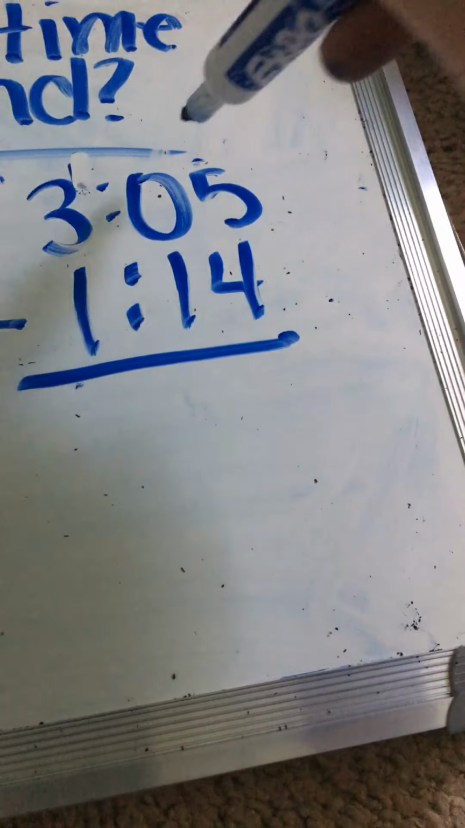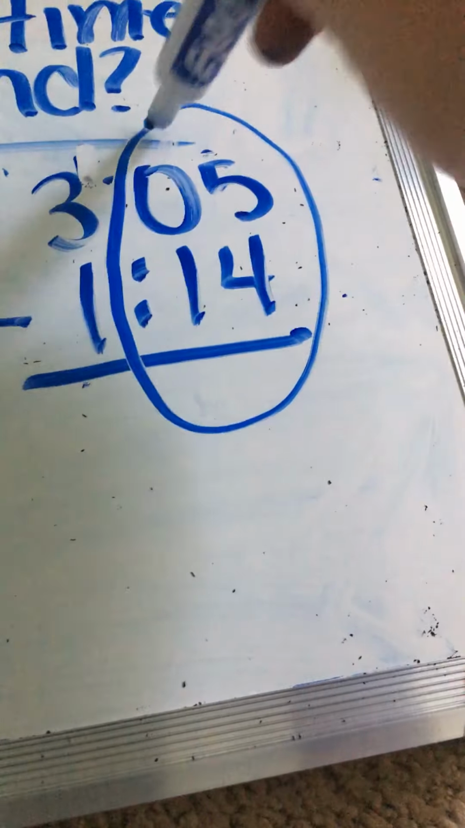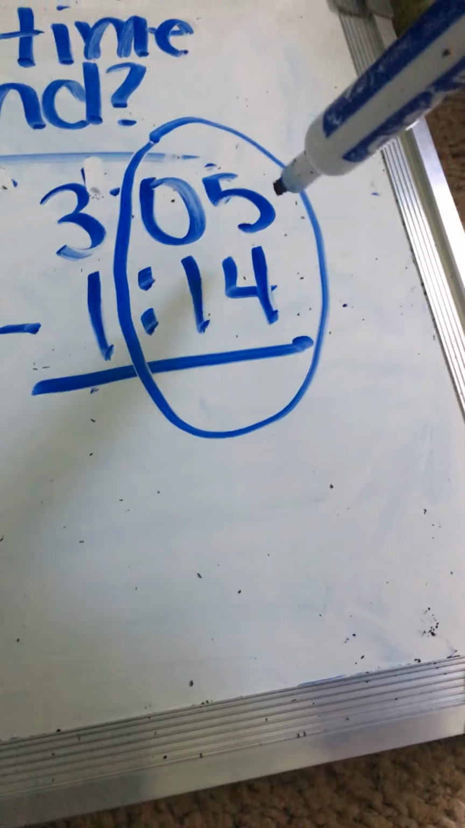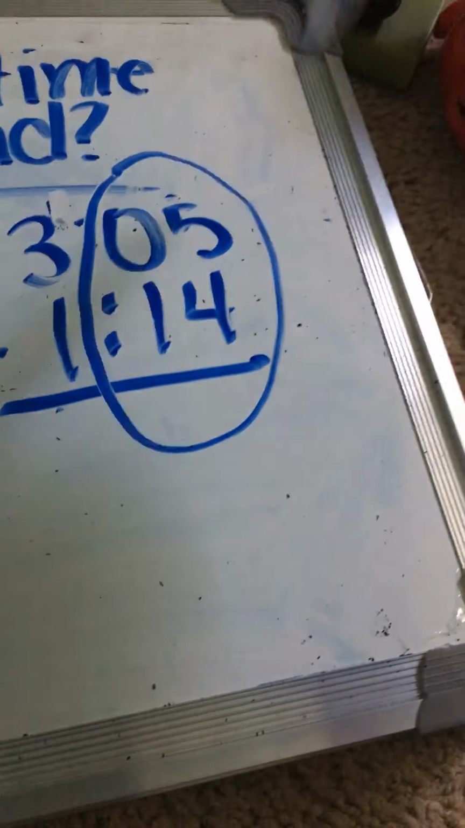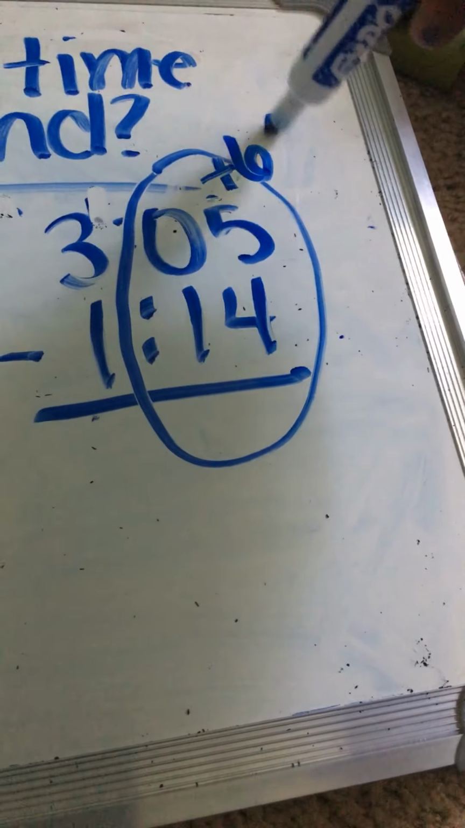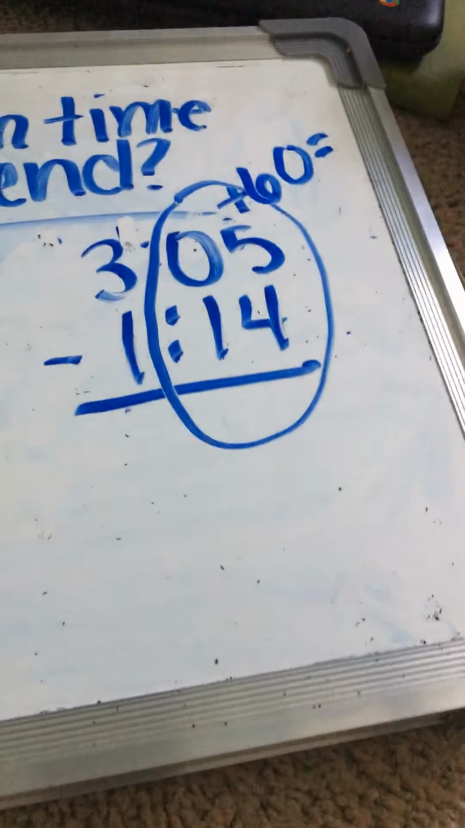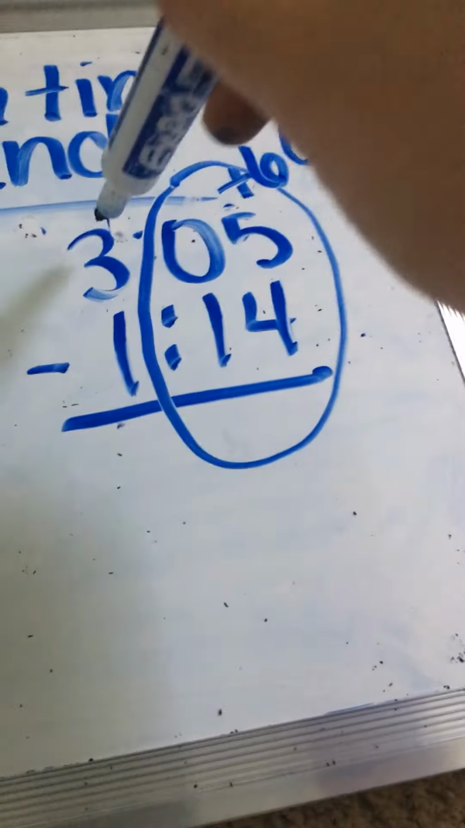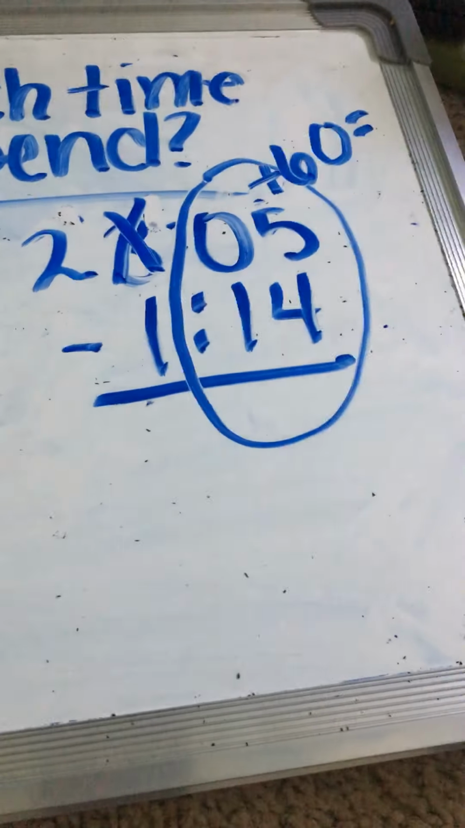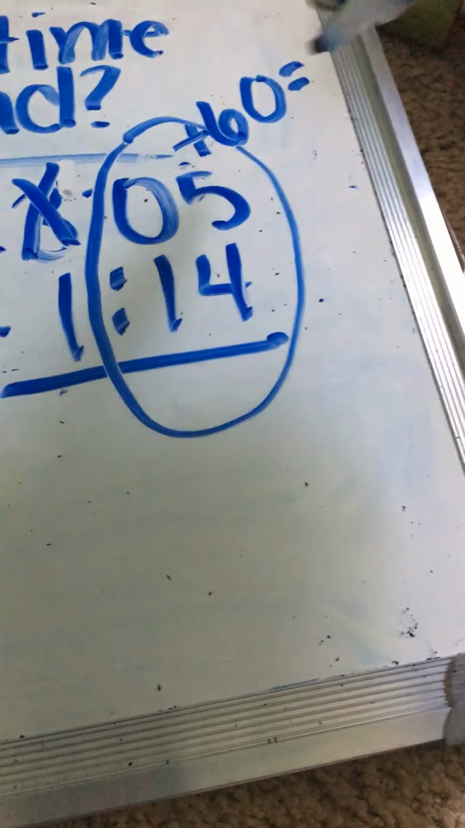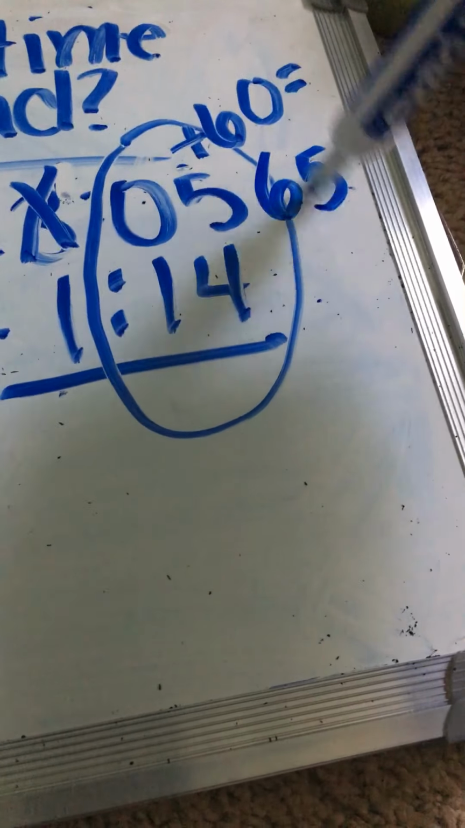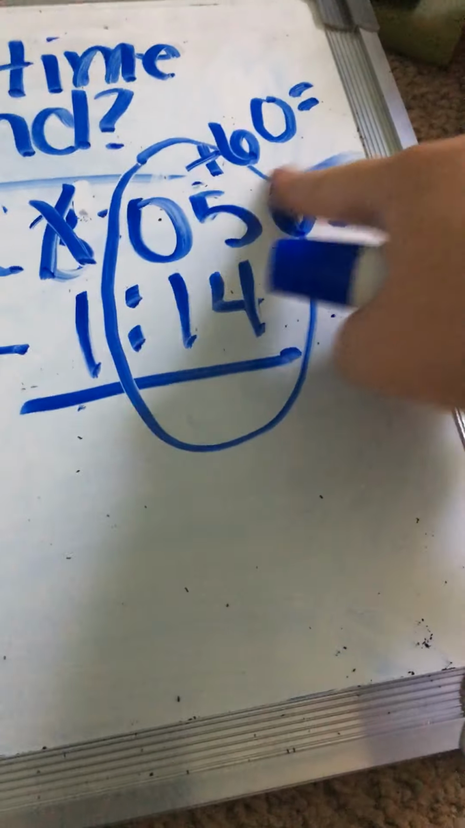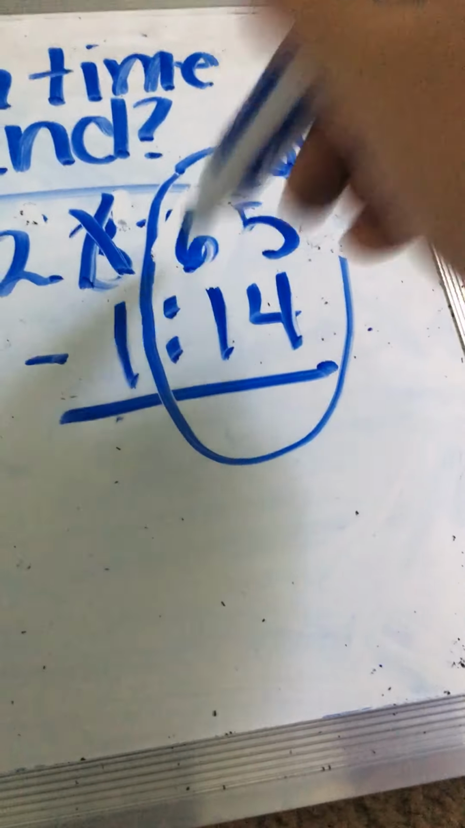So, like I said before, here's my minutes over here. I cannot take away 14 minutes minus 5 minutes. So I'm going to have to add 60 minutes, which is an hour, to my 5 minutes. Where did I get my hour? Well, I got my hour from my hours. So that 3 is going to become a 2. So 5 plus 60 would give me 65. So I'm just going to make this a little bit easier on my life and make this into my 65.